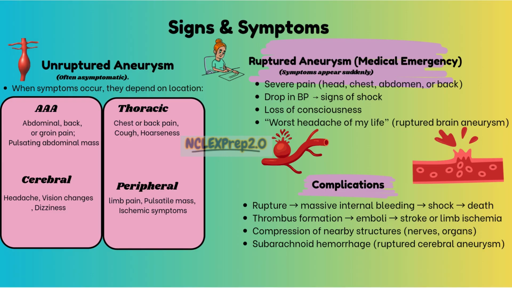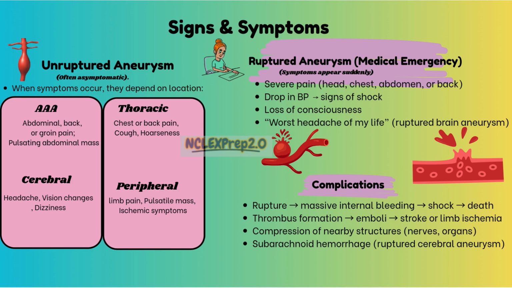Symptoms will appear suddenly when the rupture occurs. Severe pain depending on the location, like if head, chest, abdomen, or back. Sudden drop in blood pressure, signs of shock, loss of consciousness. If it's a brain aneurysm, the patient might report the worst headache of their life. Complications of ruptured aneurysms include massive internal bleeding leading to shock and potential death.